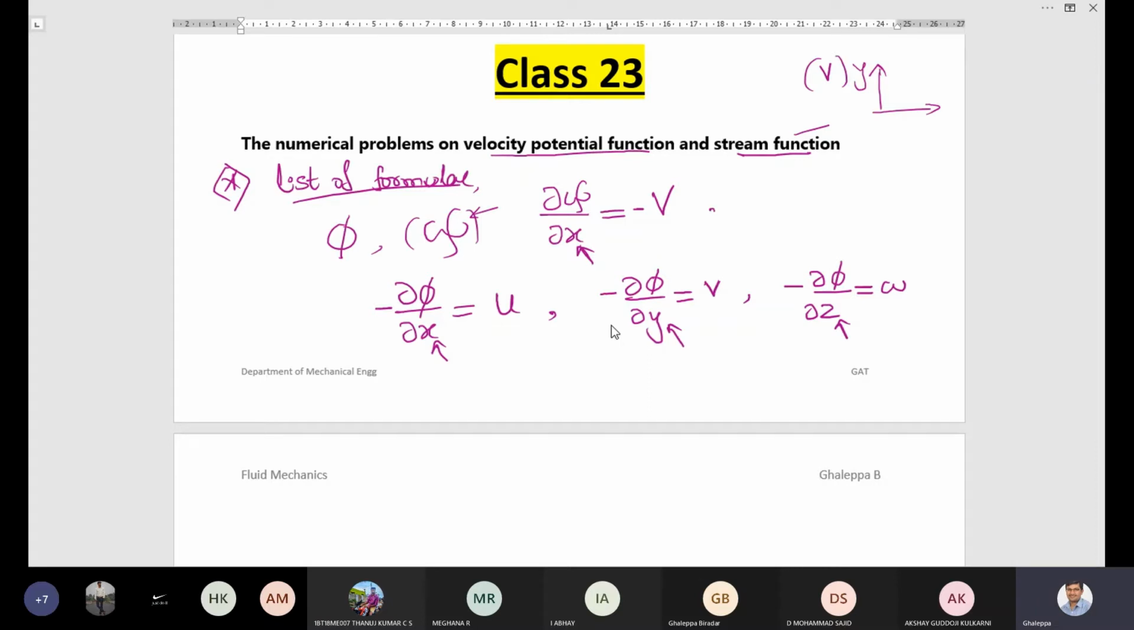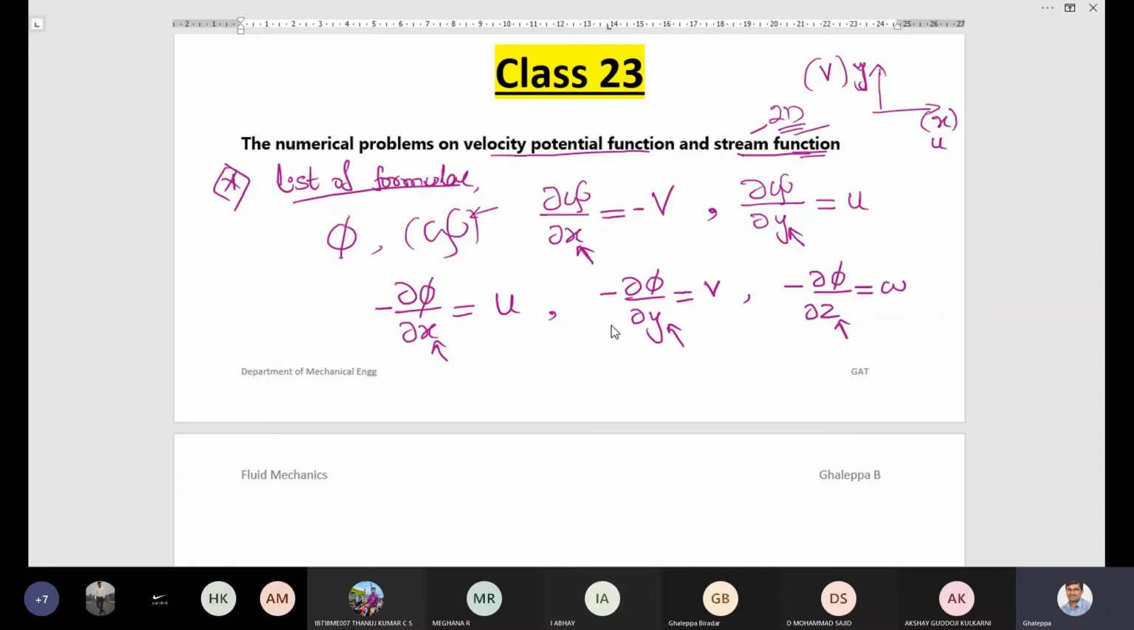And similarly, one more formula: the partial derivative of stream function with respect to y direction. Here I consider the direction y, and perpendicular to the y axis is the x axis. The velocity component in the x axis is u. So u is the formula. And there is no partial derivative equation for stream function along the z axis, because it is a two-dimensional flow only. Only x and y are considered, there is no z axis. So these are the formulas.